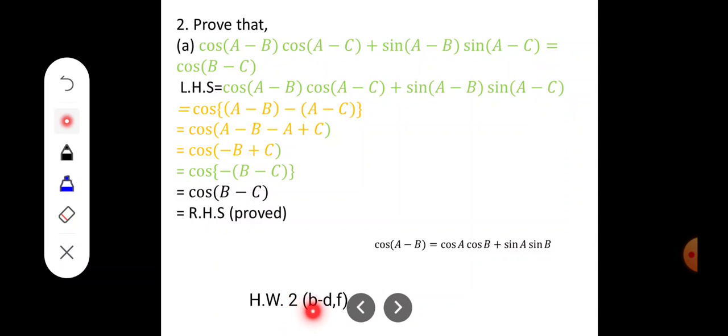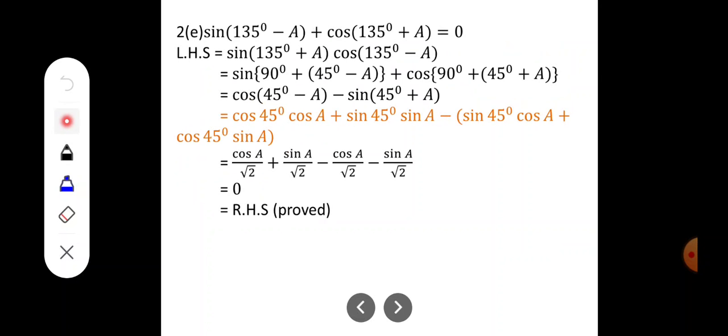HW 2B, 2D and F, E number I will do here, 2E, here is 2E. Sin 135 degree minus A plus cos 135 degree plus A equal 0. Left hand side, sin 135 degree plus A, cos 135 degree minus A. We need to apply sin A plus B and sin A minus B. Before this, we need to simplify this angle 135 degree.